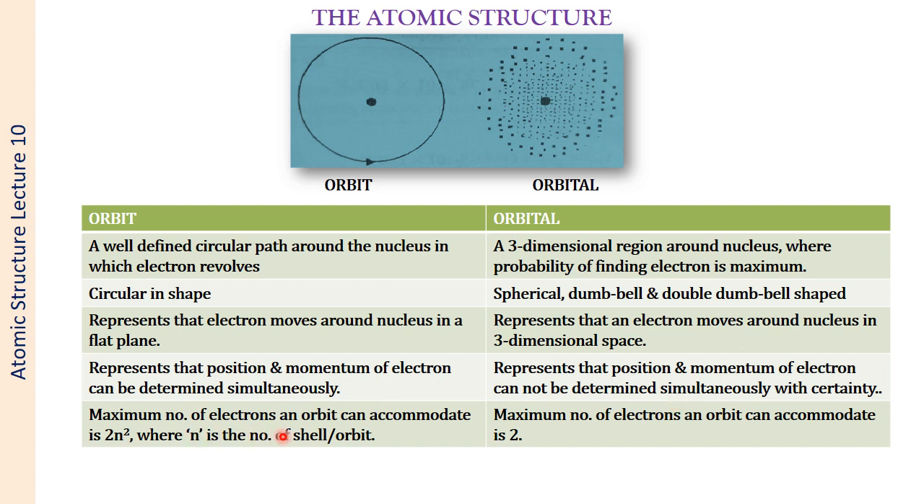The maximum number of electrons that can be accommodated in an orbit is 2n square, where n is the number of the orbit, and the maximum number of electrons an orbital can accommodate is 2, as you will be learning further in the course.